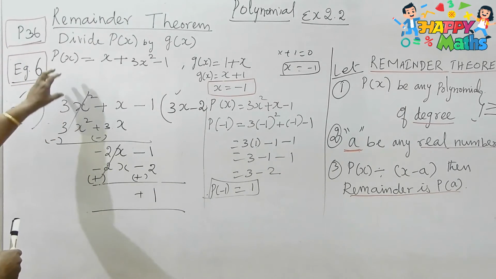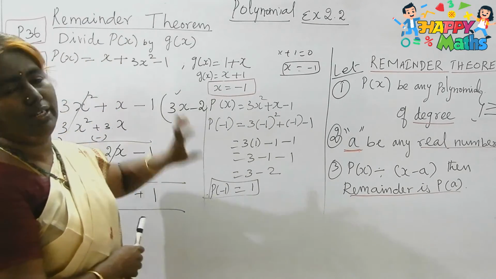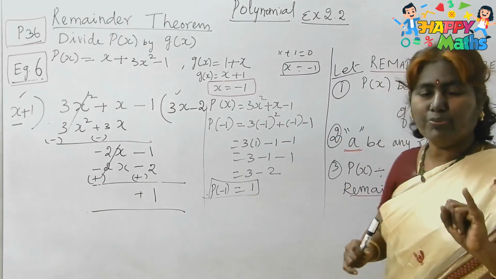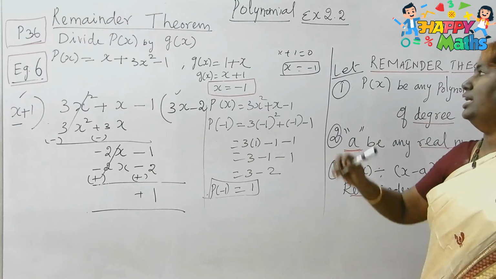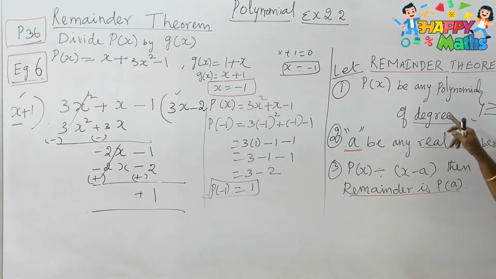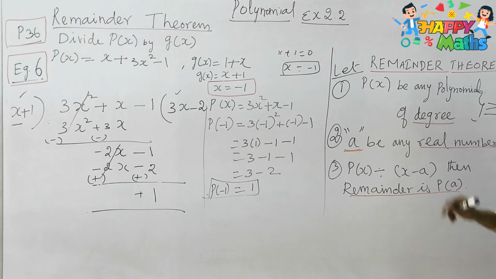So let us take this P of x as a polynomial. That is the first point in the remainder theorem. What is the first point? Now just repeat with me. Let P of x be any polynomial of degree greater than or equal to 1. Why did they give this greater than or equal to 1? Why? Because if the degree is 1 only, there will be some binomial or trinomial or monomial, whatever it is. Okay?